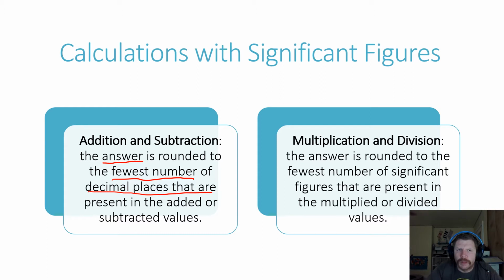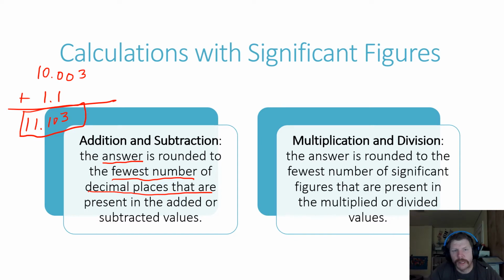As an example, if you had 10.003 plus 1.1, you come up with an answer that's 11.103, but this answer would not be correct. It seems like it would be, because it's using all of the numbers. But the rule for significant figures is that you round to the fewest number of decimal places. How many decimal places are here? 1. How many are here? 3. Your lowest number of decimal places is that 1, so you need to round this number down to 11.1.